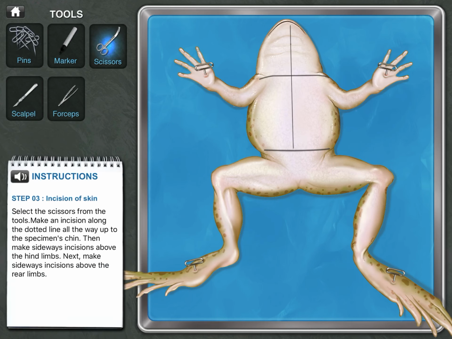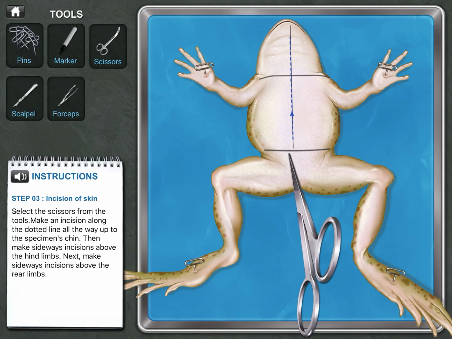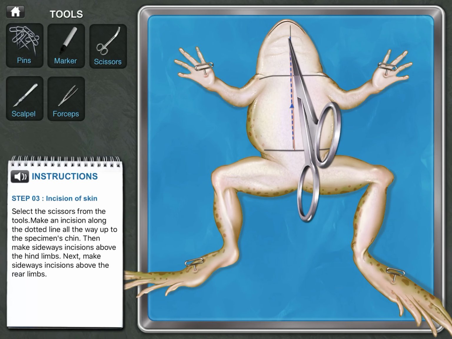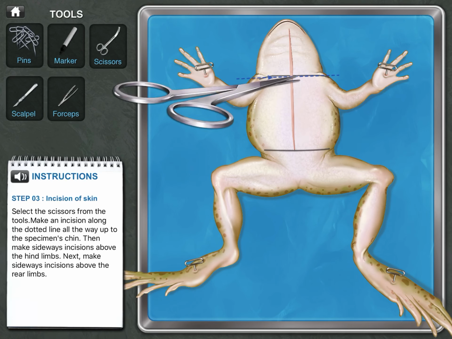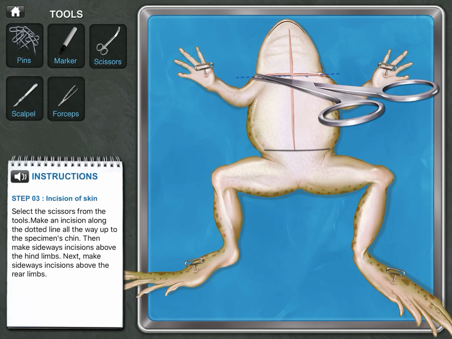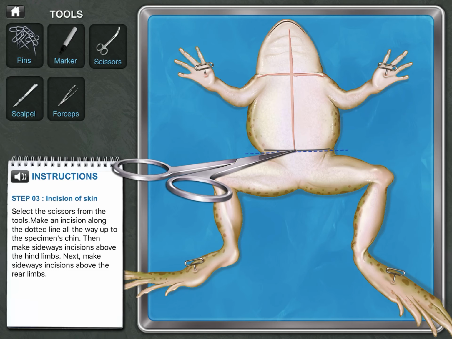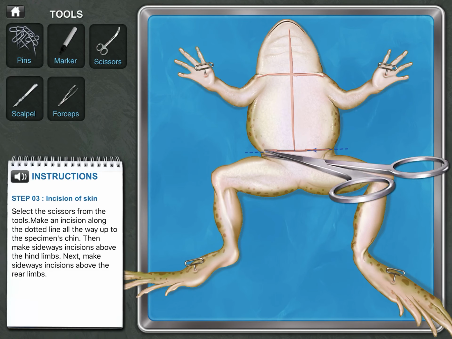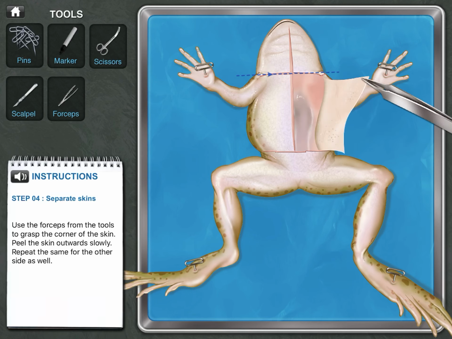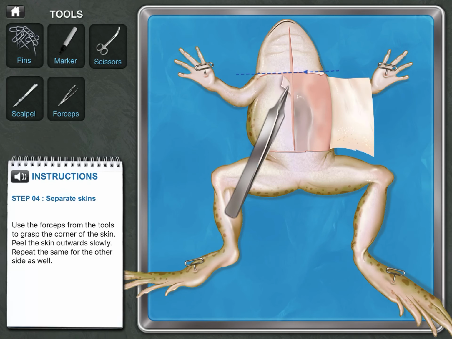Next, we're going to use the scissors and we're going to cut all the way up to the frog's chin. We're going to do some cuts along the sides, above the limbs. Then we're going to use a forceps to take the skin back on both sides.